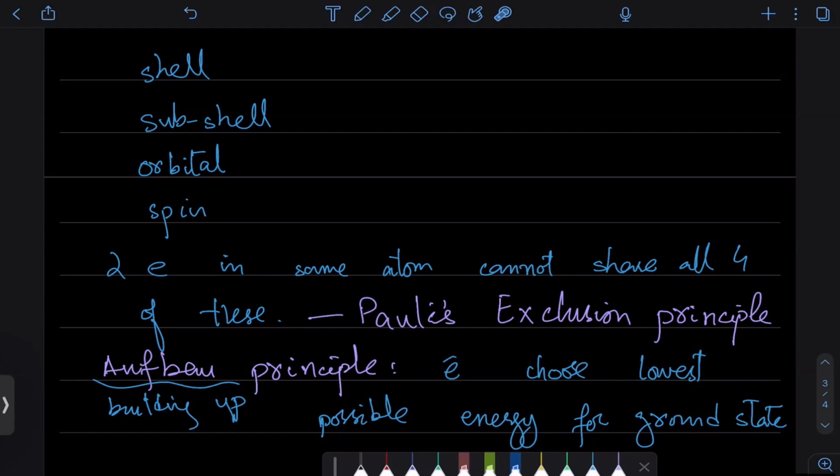But if you give them energy, like I shine light and a photon hits the electrons and transfers energy, then it will not stay in the ground state, it will go into an excited state. And in the excited state they can be anywhere. It can be in any shell, any subshell. But in the ground state, when it's naturally there, it's just going to be in the lowest possible energy level.